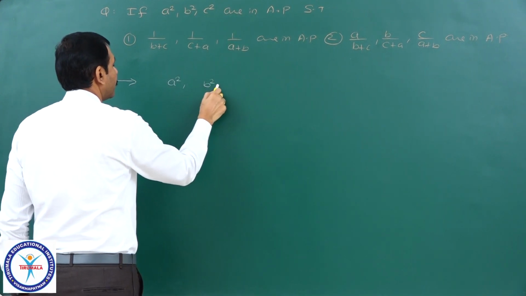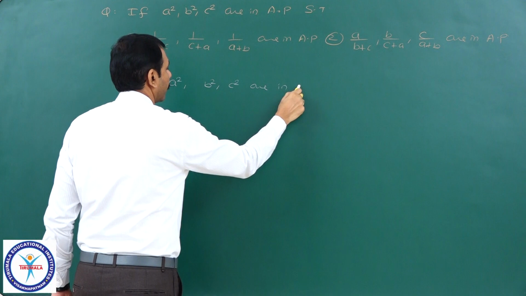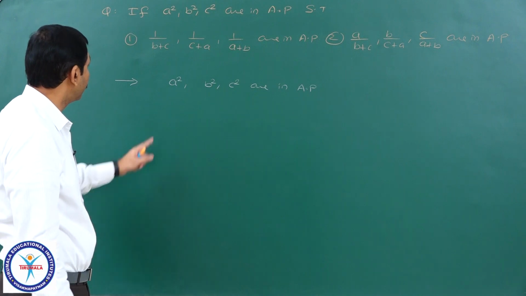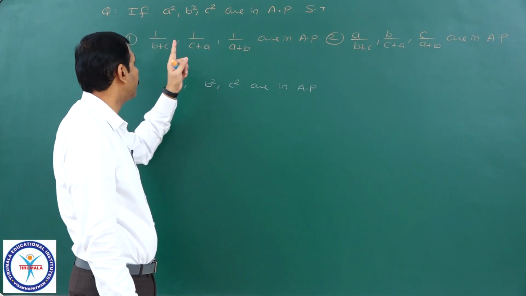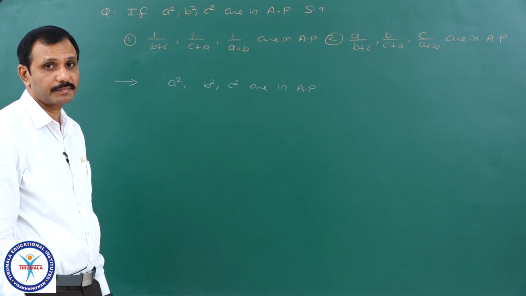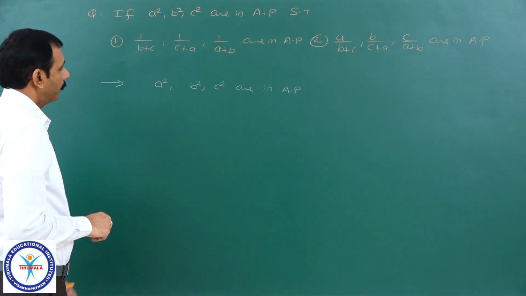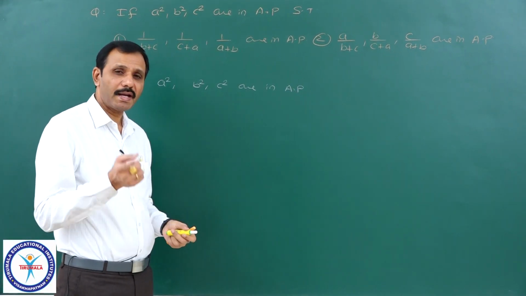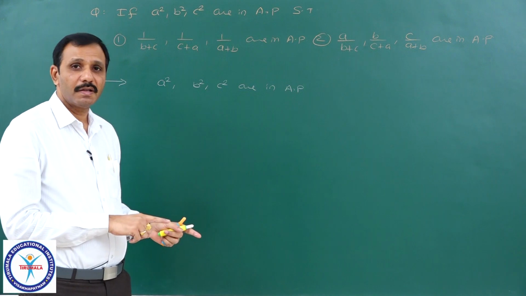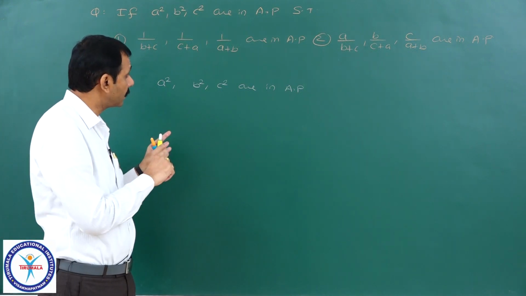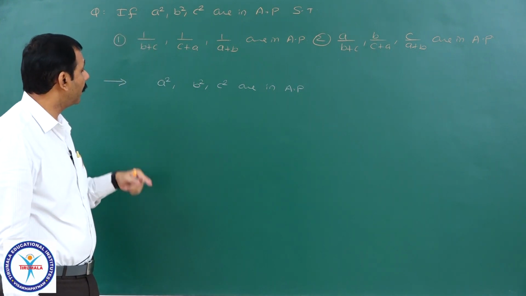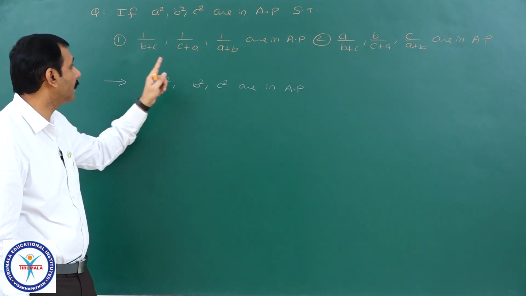Given A square, B square, C square are in AP. Moving from here, I need to get the terms with denominators B plus C, C plus A, A plus B, that 1 by these are in AP. See here what I am doing. For all the terms, you can add a fixed term, you can subtract a fixed term, you can multiply by a fixed term, but still the resulting terms form an AP only. I need to identify what exactly is to be done here to get this result.